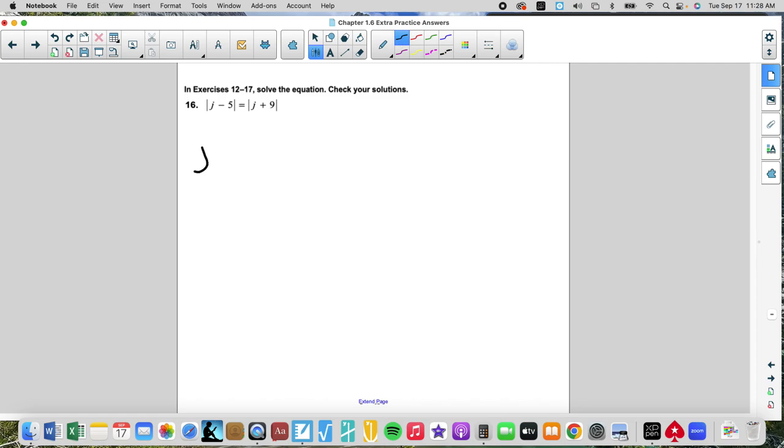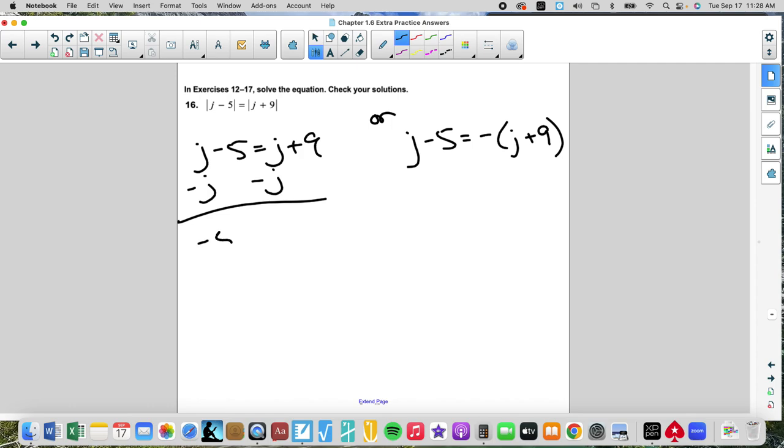J minus 5 equals j plus 9, or j minus 5 equals the opposite of j plus 9. That's how we would write that. Oh, minus j, negative 5 equals 9. No solution. That's a false statement. My variables canceled. So that part of the graph has no solution. Doesn't mean that you're done. Just this left part doesn't have any solutions.